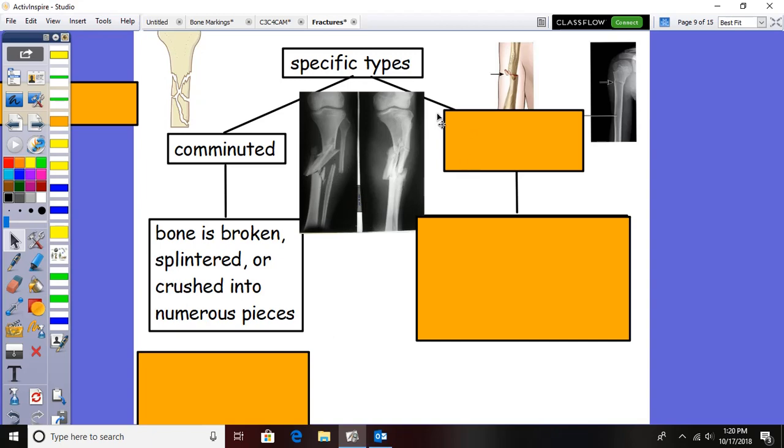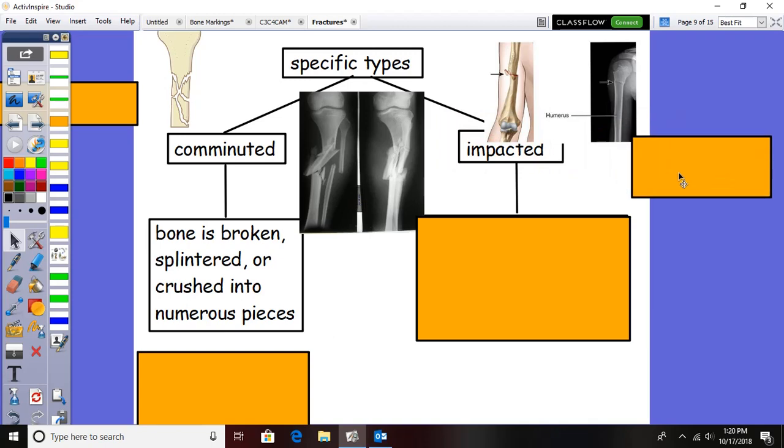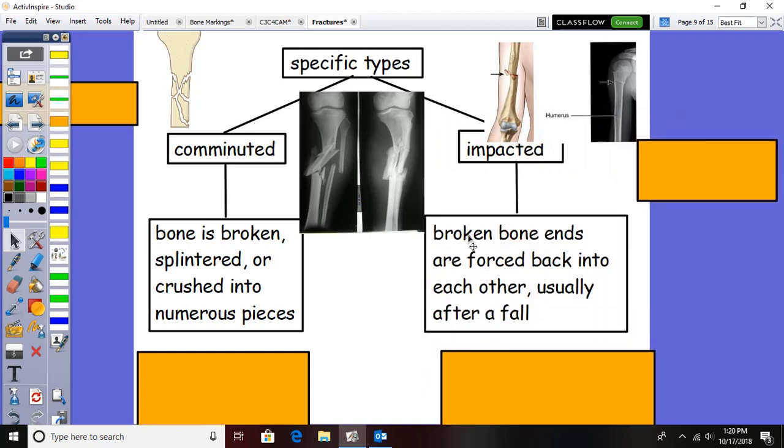Okay. The next specific type is an impacted fracture, and we see this a lot of times with falls. So this is when the broken bone ends are forced back into each other, but usually at kind of an awkward position. Like they're not put back together the way they should be. Maybe you fall and break a bone, but the impact might force the two ends of the bone back into each other in an awkward fashion. And so you see that in the diagram here, and then also in the x-ray here.